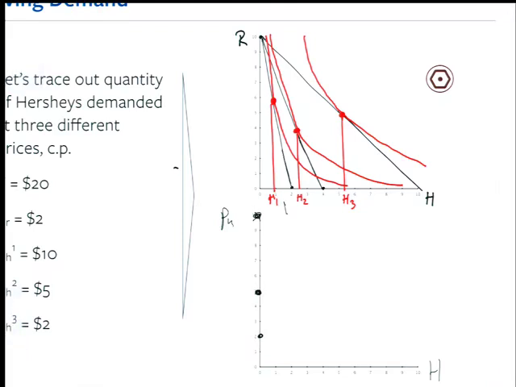There's no real number, right? I was consuming H3 units. So to me, a conservative estimate here is 5.378 units of Hershey's, all right? So H3 units at a price of $2. So what can I do?